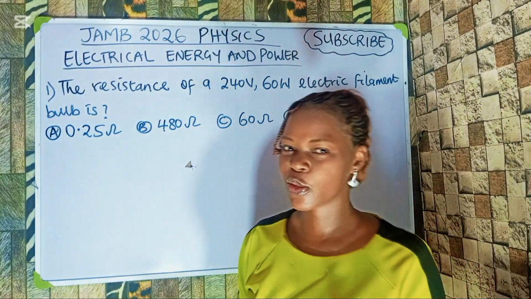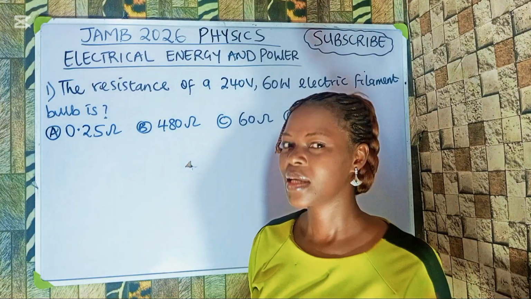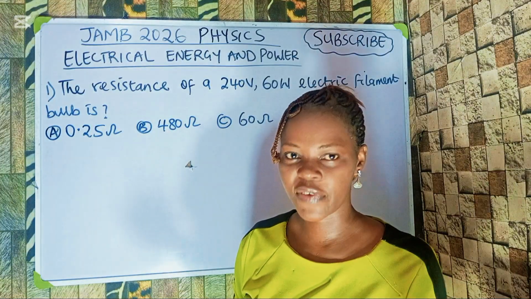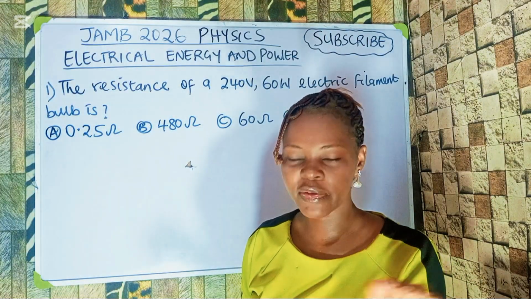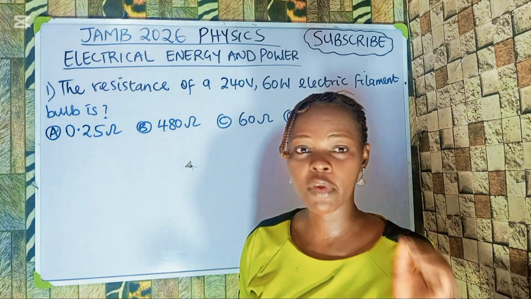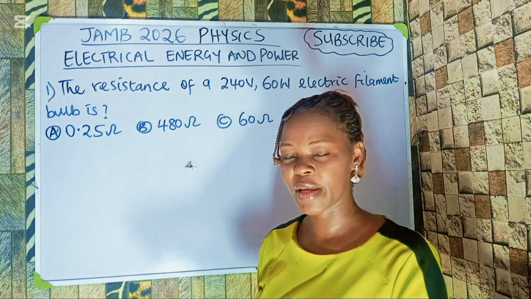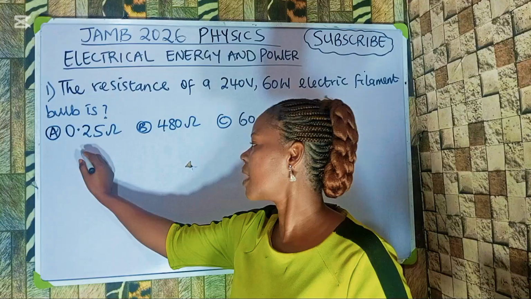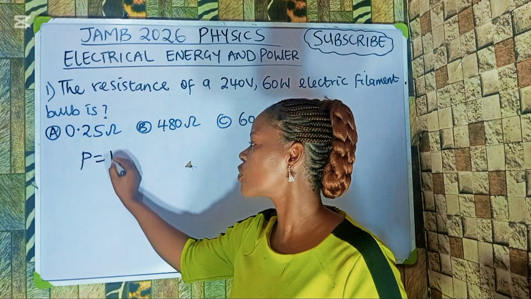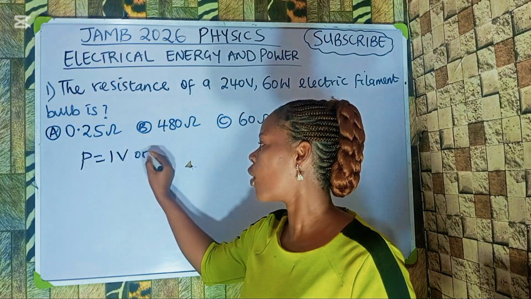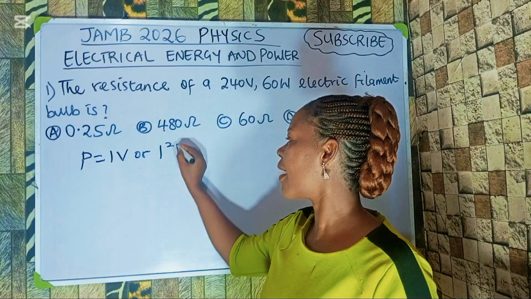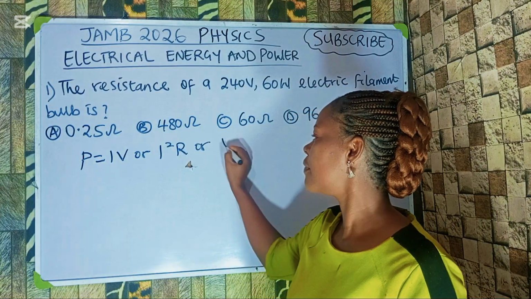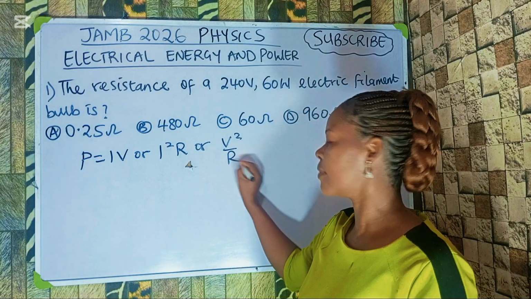Now guys, looking at this question, you must ask yourself, what is electric power? That is the first thing. So I have to show you the formulas for electric power, so you can tell me the formula I'm going to use to solve this particular problem. So let's go. All right, so I will say that power is equal to IV, or I squared R, or V squared over R, right?